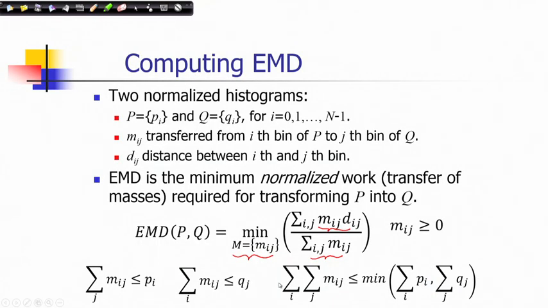And overall, the transfer of all these masses should be less than the total mass of one of these histograms, that is, the minimum of the two histograms. So, considering this framework, it does not really require that the two histograms have the same mass, but in our context we considered that they have the same mass. So, in this case it should always be less than or equal to 1, because that is what we have assumed, that the total mass is 1 in the normalized histogram.